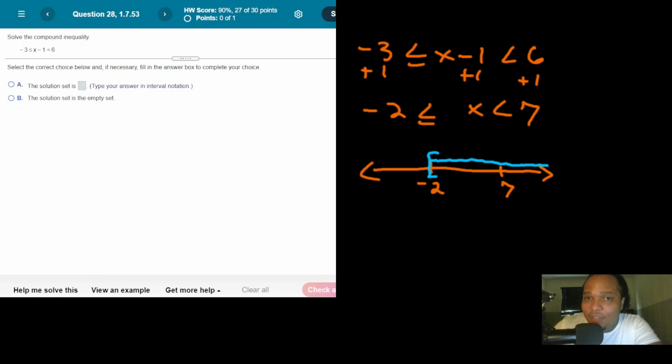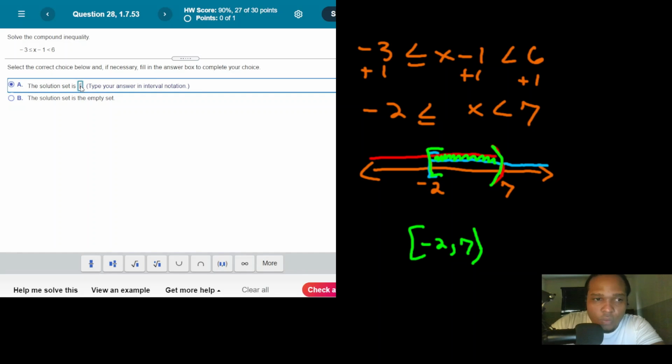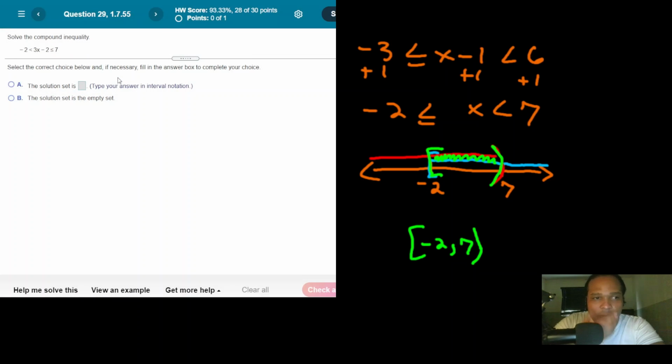X is less than 7. So x is less than 7 is going to go something like that. And this is basically just like a union problem. It's wherever you see both of them overlapping, and that's in between here and here. So between negative 2 and 7. And we're done. So negative 2, 7. Nice work. Oh, they didn't want a graph. That's good. It's fine with me.